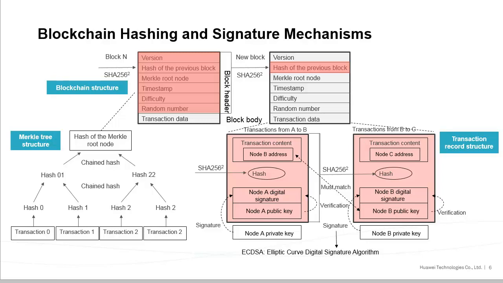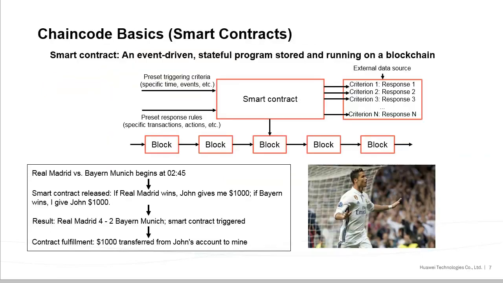A signature is used when a transaction occurs. Each party involved in a transaction holds a public and private key pair. The transaction initiator uses their private key to create a signature. After receiving the transaction, the other party uses the public key to verify the signature. This process ensures the integrity and verifiability of transactions.